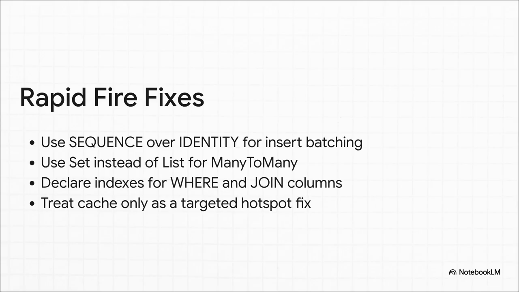Third, explicitly declare your database indexes for columns used in where or join clauses. JPA is not going to magically generate those for you. And finally, do not treat the second-level cache as a silver bullet to cover up bad SQL. It is a targeted fix for stable, measured hotspots only.